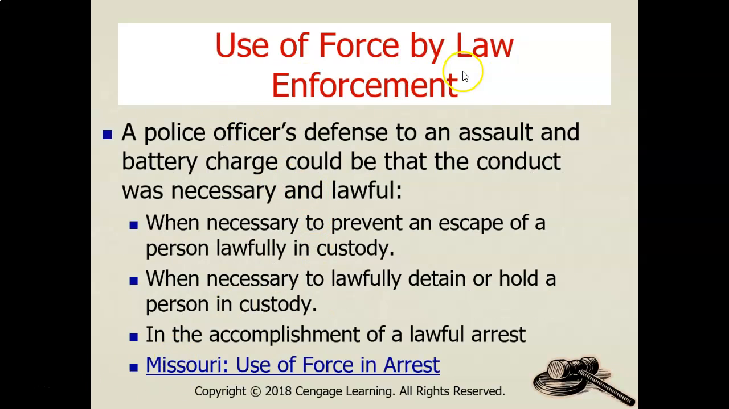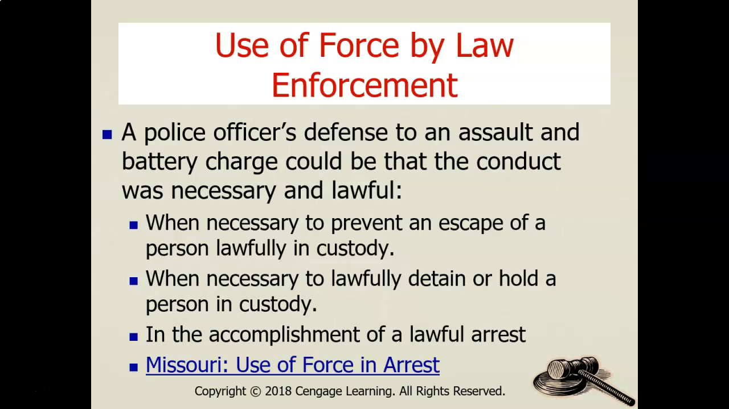So, use of force by law enforcement, a police officer's defense to an assault and battery charge could be that the conduct was necessary and lawful. Now, based off what's going on over the last few years as far as use of force, you need to be very cautious with this if you're going into the law enforcement field. And as a citizen, we need to make sure that we're paying attention to what our officers do and that they are following the law.